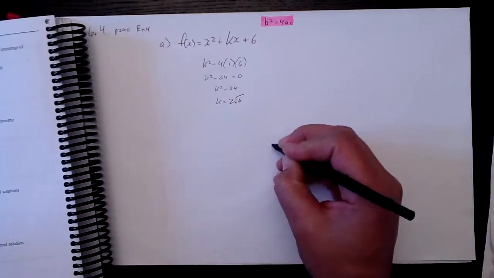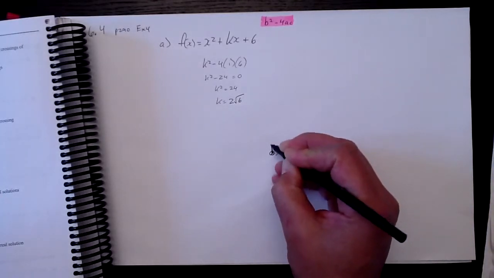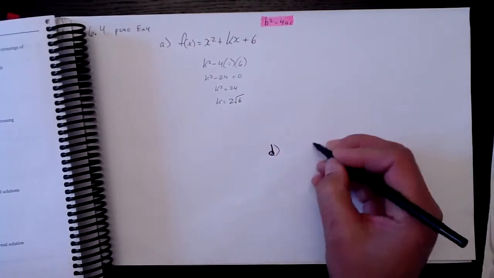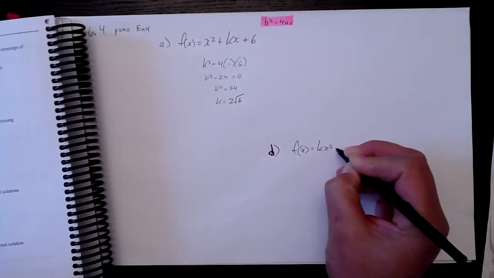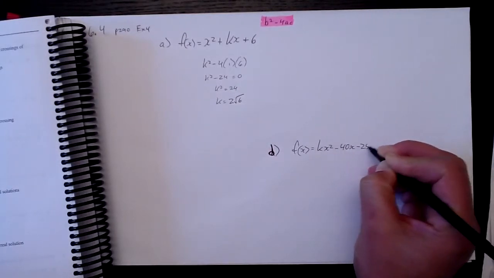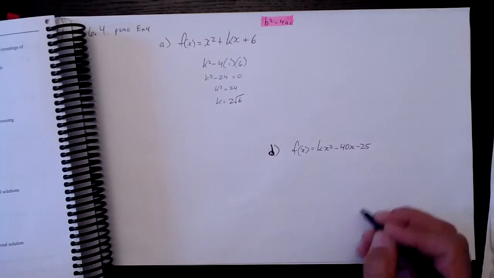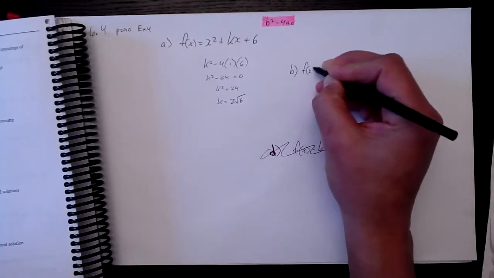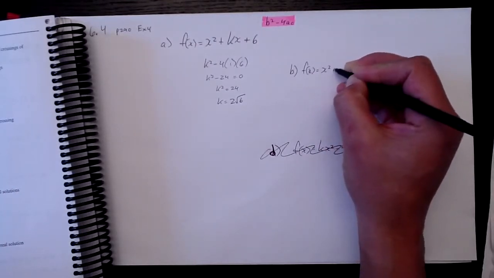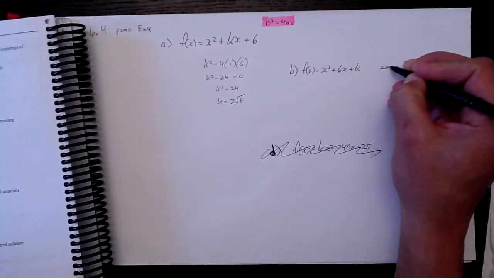B, randomly putting B here. There we go. Oh no, we're not doing B, we're doing D. D says f of x equals kx squared minus 40x minus 25, and they would like just one crossing again, and one crossing. You know what, we just did a one crossing one. Scrap that. Let's do B. B, f of x equals x squared plus 6x plus k. And we want 0 crossings.